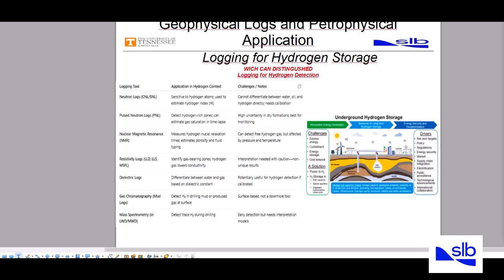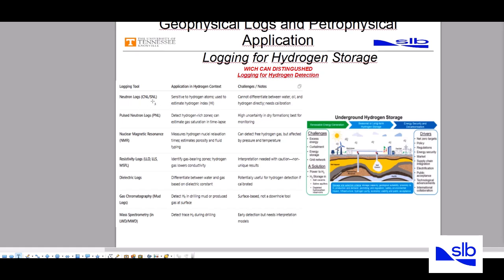Especially serpentinite rocks that can contain this kind of hydrogen, and it is possible to analyze and check this value. Neutron logs are sensitive to hydrogen atoms and used to estimate the hydrogen index. This is the list of tools that can also be used by Schlumberger in hydrogen exploration.